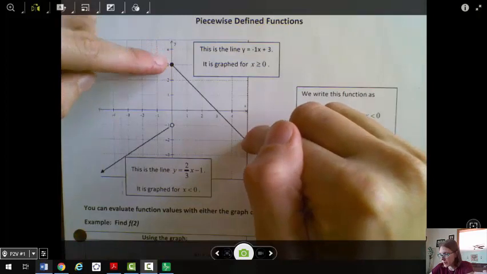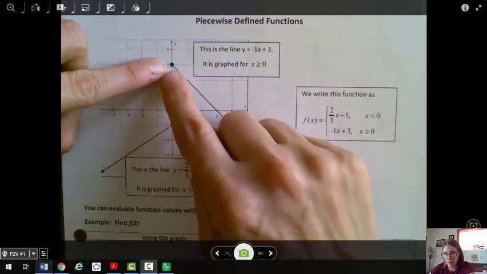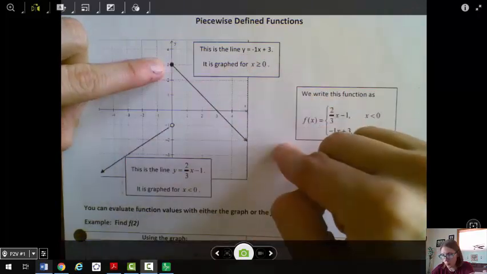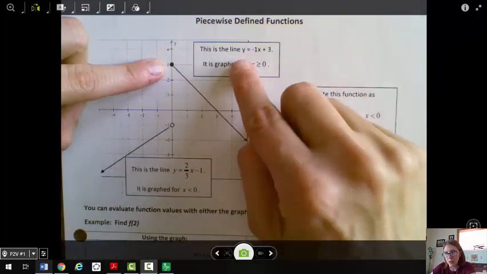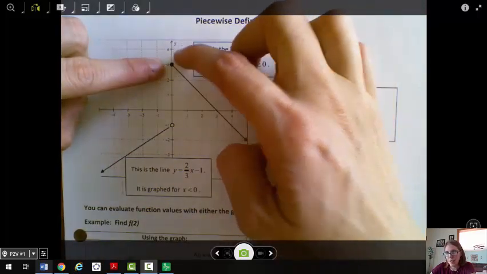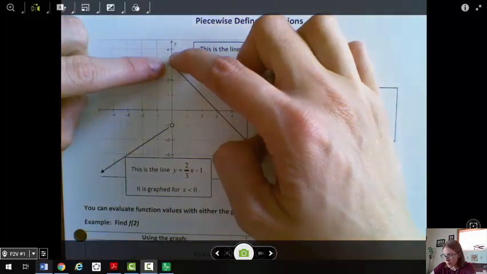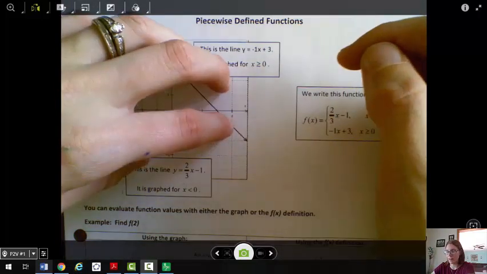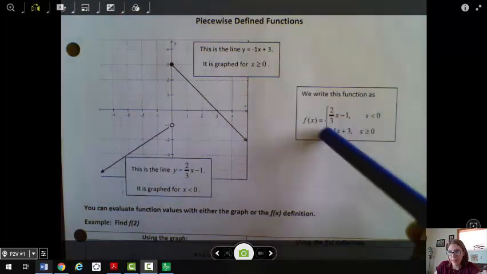This line, we look at the y-intercept is 3. The slope, we go down 1 over 1. Our slope is -1. So this is the line y equals -1x plus 3. And we're looking at this line when x is greater than or equal to 0. These two pieces together make our piecewise function. And this is how we would write it.